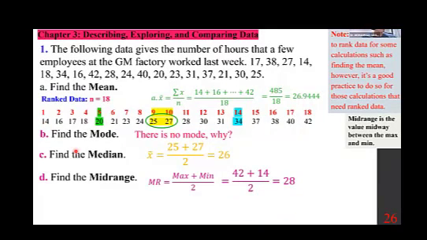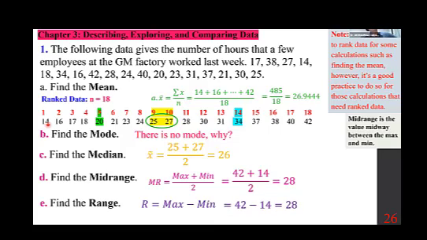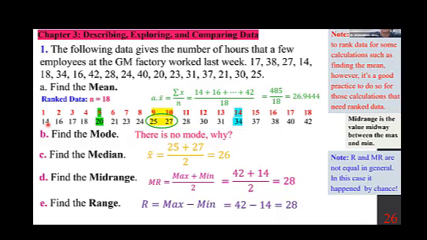The next part is asking to find the range. By definition, range is max minus min. So 42 is the largest number, 14 is the smallest one. We end up with 28. It's important to realize normally range and mid-range are not the same. It just happened by chance in this calculation.